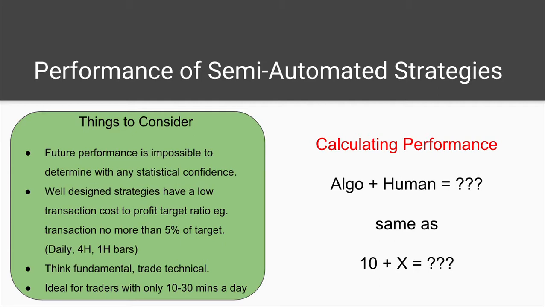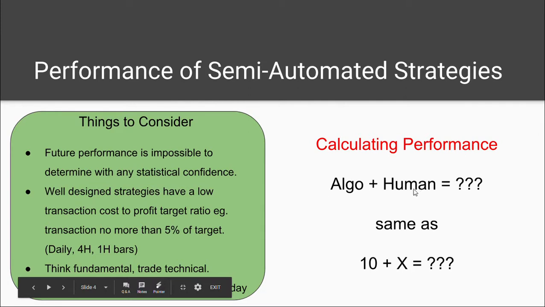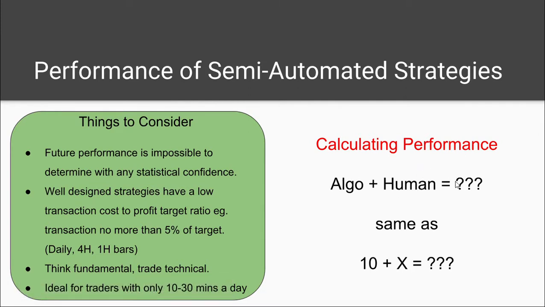The actual algorithm itself, it's impossible to determine with any statistical confidence that this will be a good strategy or not. And the reason for that is you've got an unknown variable in the equation, which is the human making the decision. This unknown, you can't quantify that. I've got a little equation here that says the algorithm plus a human is just unknown performance.